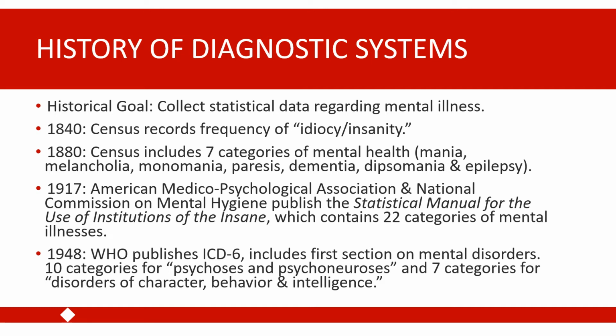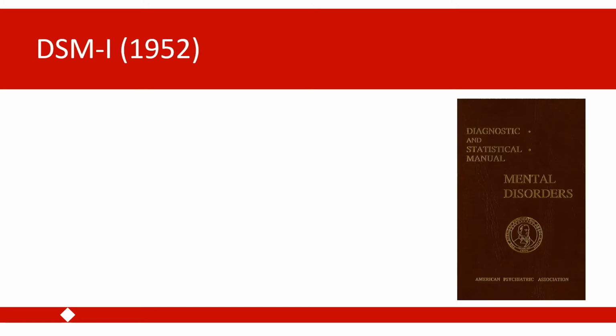So here we have a diagnostic system being published. This is not an American organization. This is the World Health Organization, and they are publishing this first major diagnostic system for the world that is incorporating these mental disorders in addition to these physical disorders. In response, we get in 1952 our first version of the DSM.